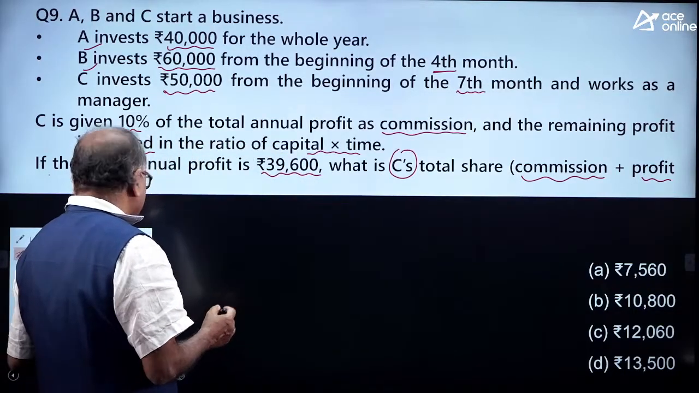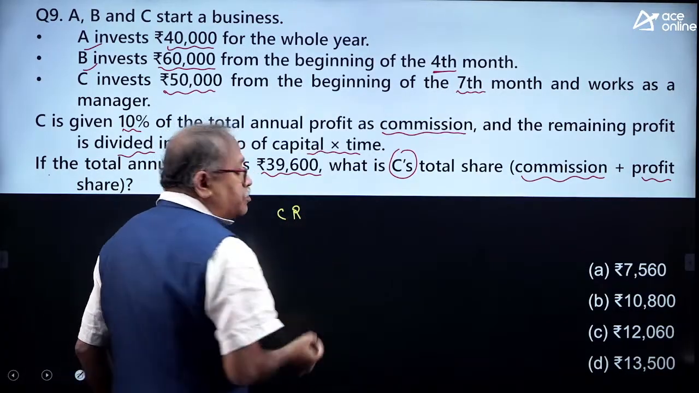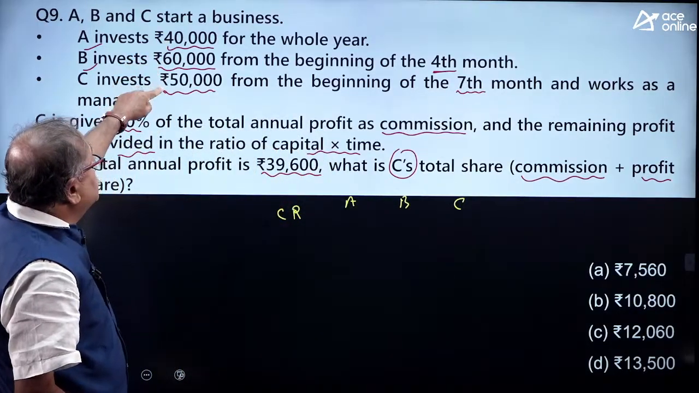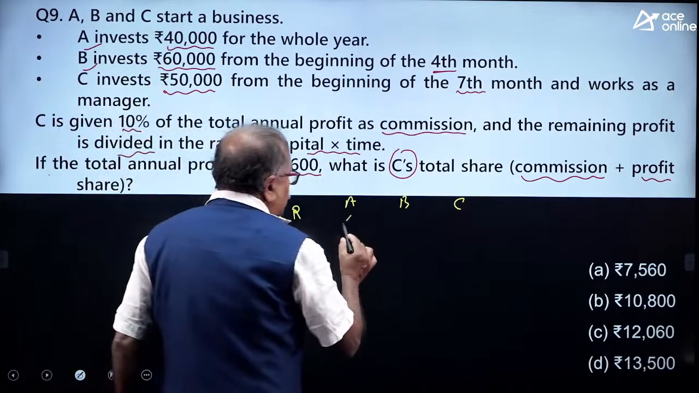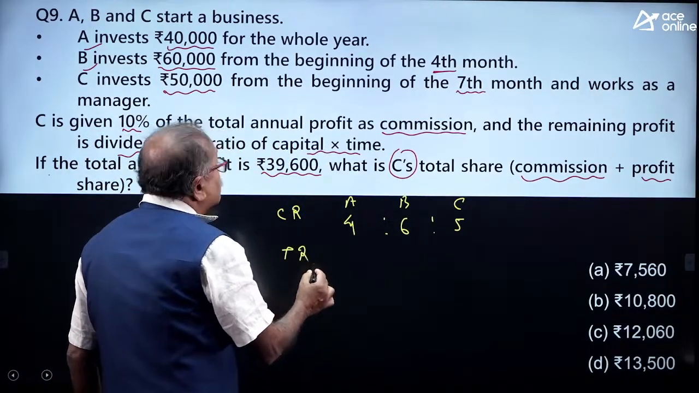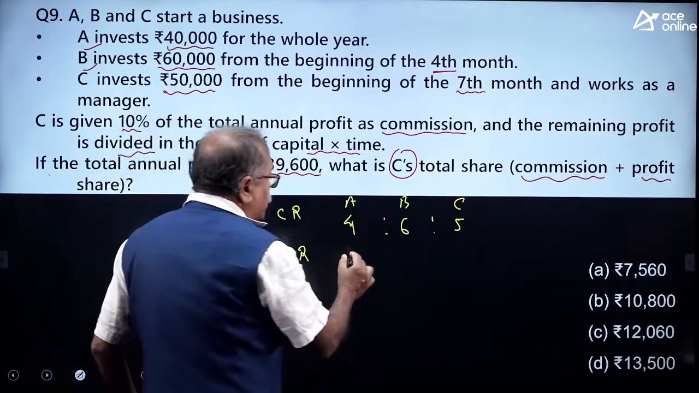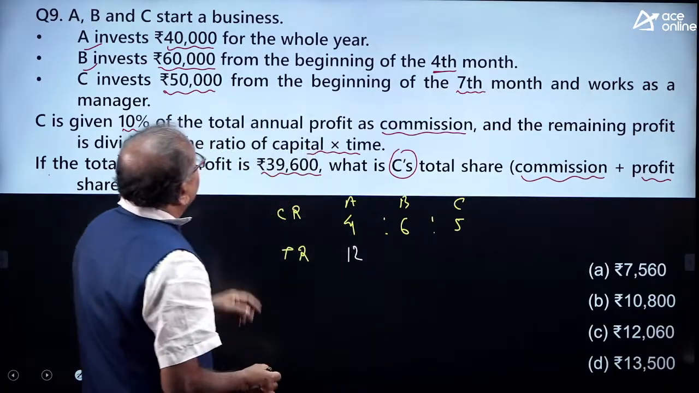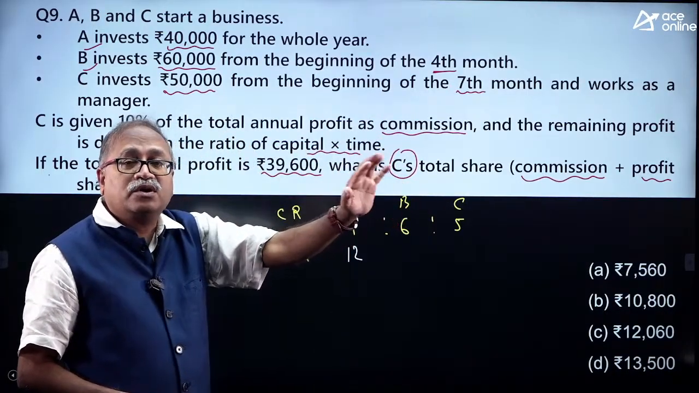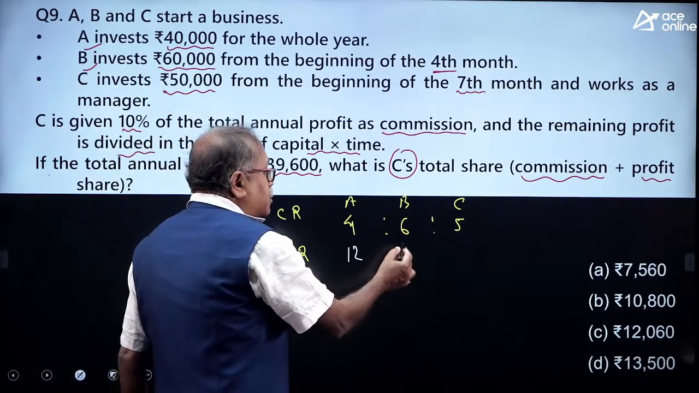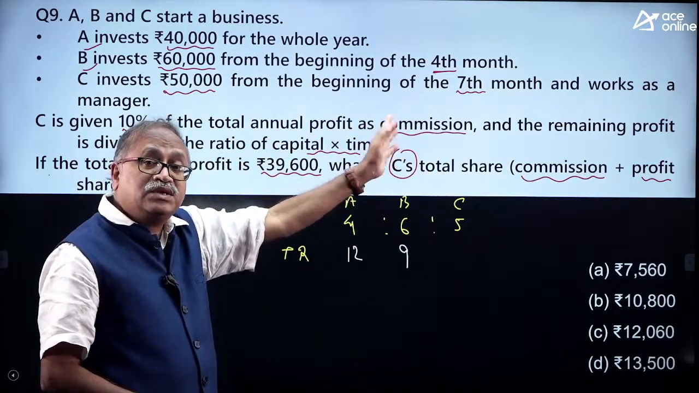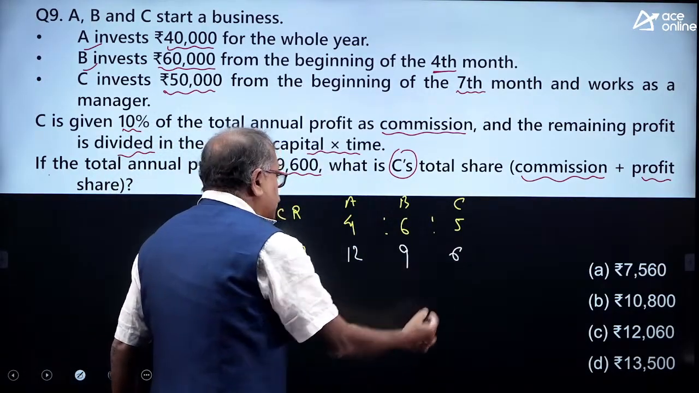First I will take the capital ratio, CR, of these three people A, B and C. Look at this: 40, 60, 50. So 4, 6 and 5, this is the capital ratio. Let us take the time ratio. A was there for the whole year, that means 12 months, whereas B begins from the beginning of the 4th month, so he was not there for the first 3 months. So he was there for only 9 months. And C begins from the 7th month, so he was not there for 6 months, so he was there only for 6 months.